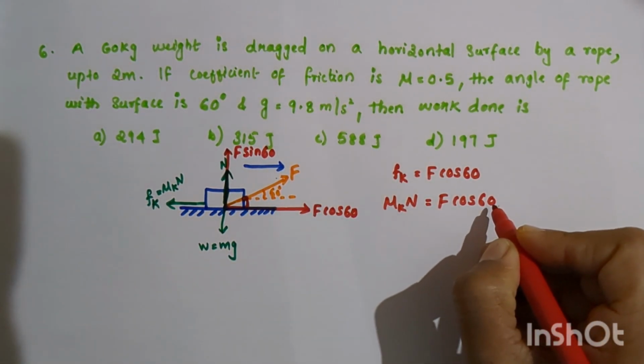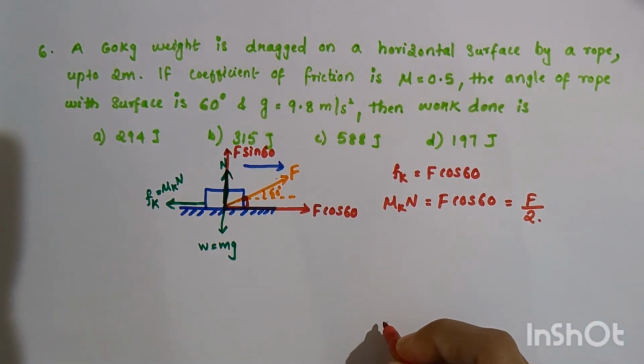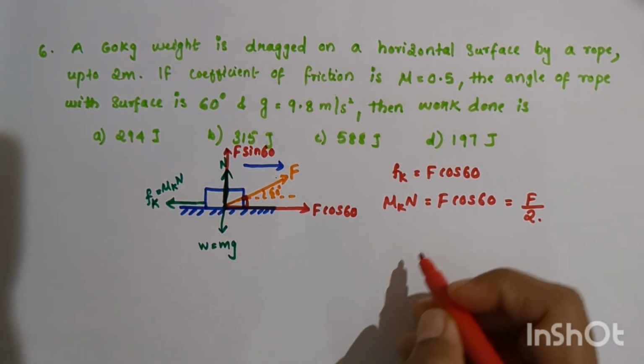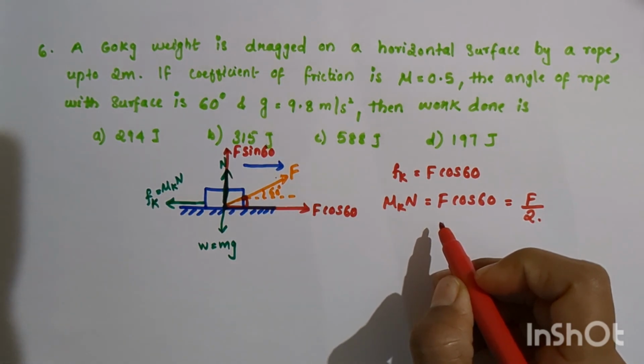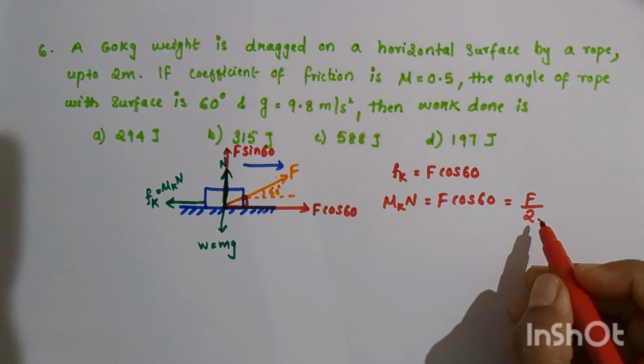Now what is the value of cos 60? Cos 60 is 1 by 2. So F by 2. Okay, we actually want to find out the work done. Work done is the dot product of force and displacement. So we want to get an expression for this force. Displacement is given as 2 meters.